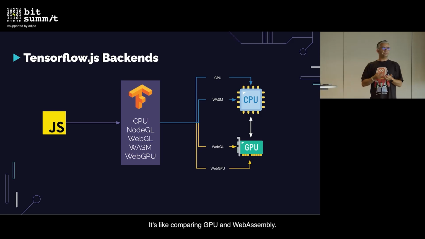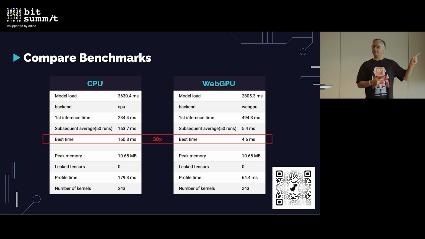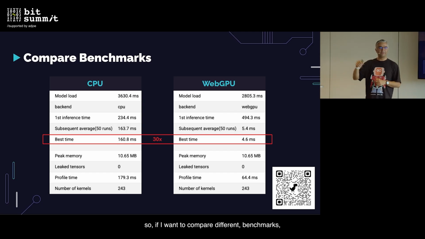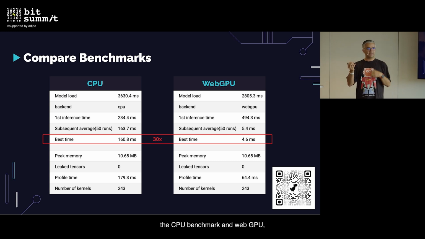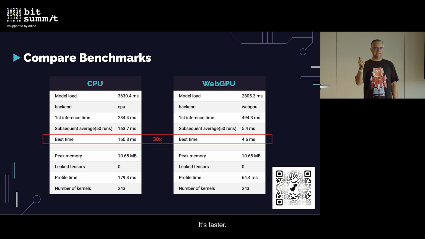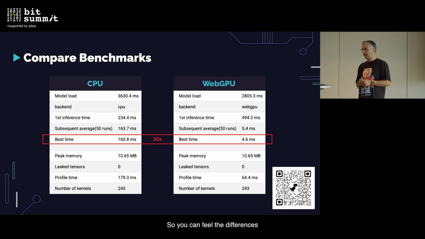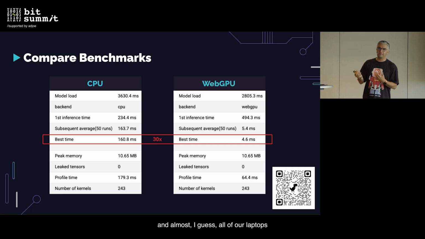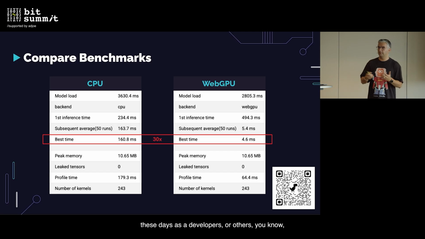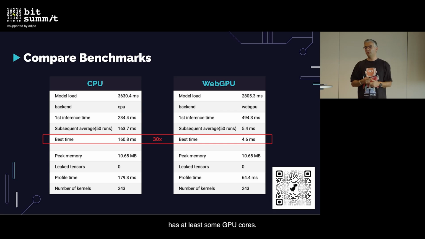It's like comparing WebGPU and WebAssembly. So, for instance, a comparison, what was that? If I want to compare different benchmarks, the CPU benchmark and WebGPU, you can see that the best time is around 30x faster. So the performance is totally different from CPU to WebGPU, even from WebGPU to WebGL, so you can feel the differences. And almost, I guess, all of our laptops these days, as developers or others, middle-range laptops, all of them have at least some GPU cores.